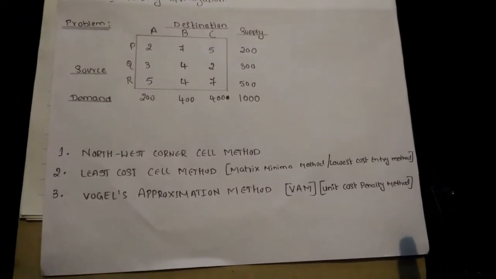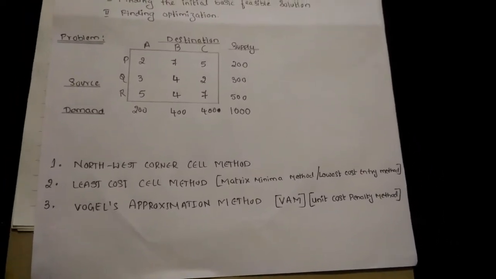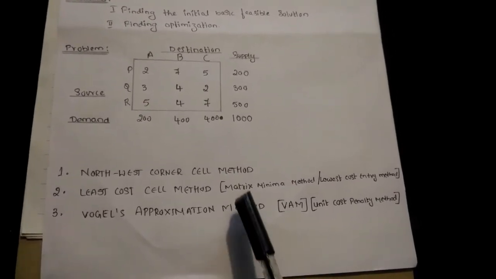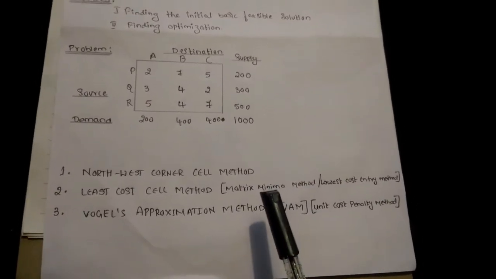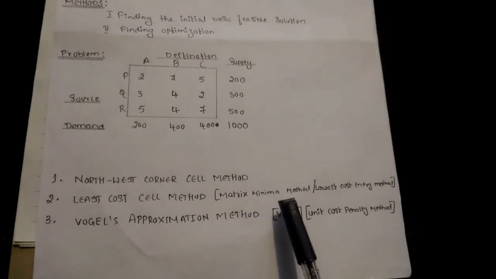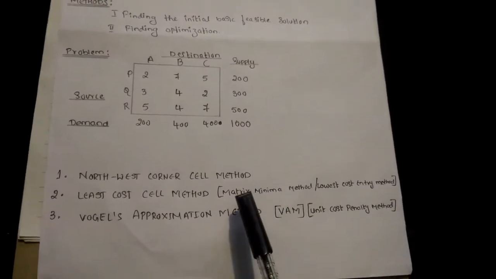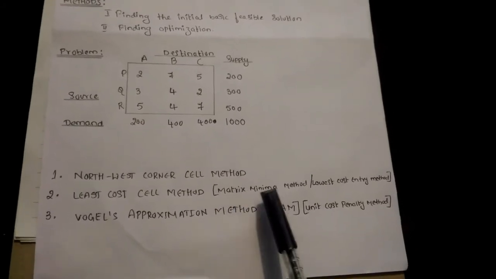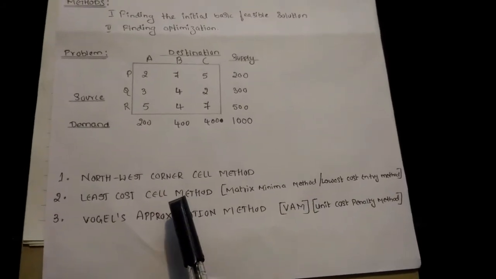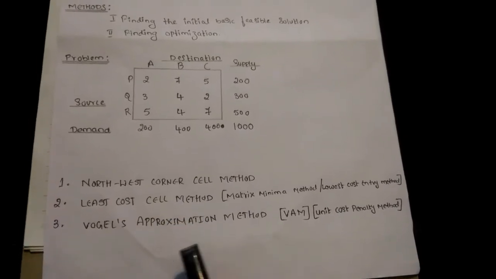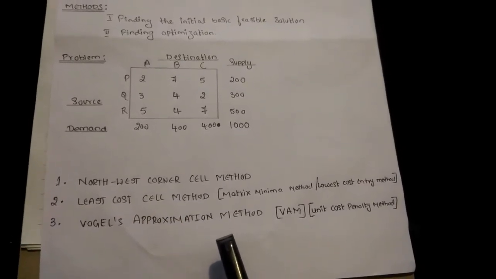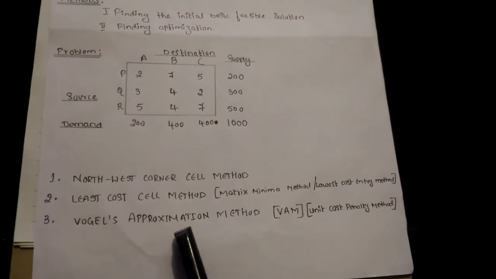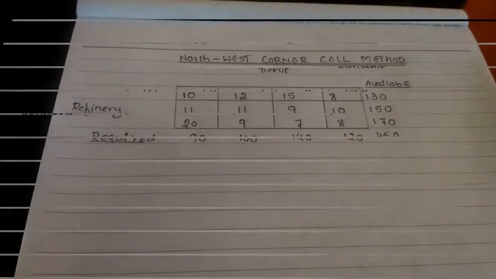They might twist the questions in the question paper for your exams, so be careful. Before you start solving the transportation problem using any of these three methods, please check what type of method you have to apply. If they ask you to solve the transportation problem using Matrix-Minima method, then it is nothing but the least cost cell method. And if they ask you to find the unit cost penalty for the given transportation problem, then it is nothing but Vogel's approximation method.